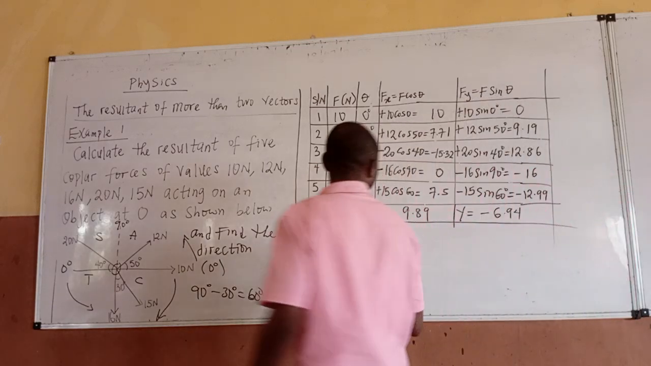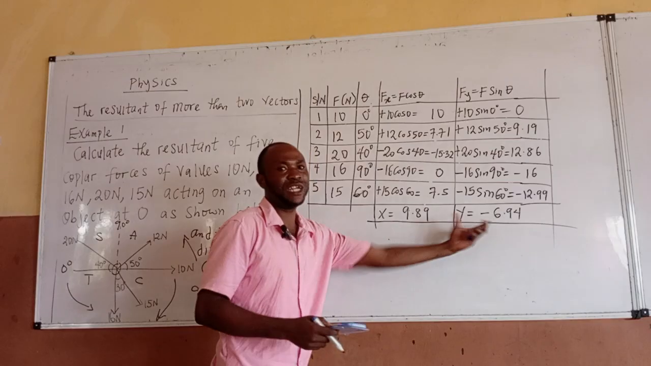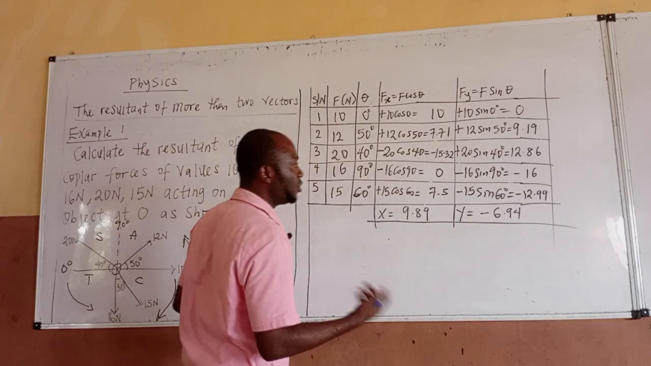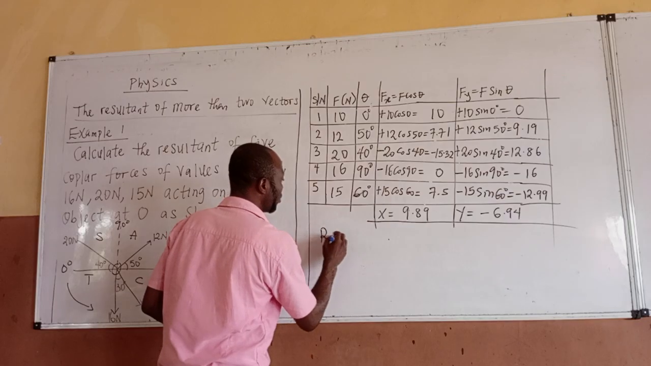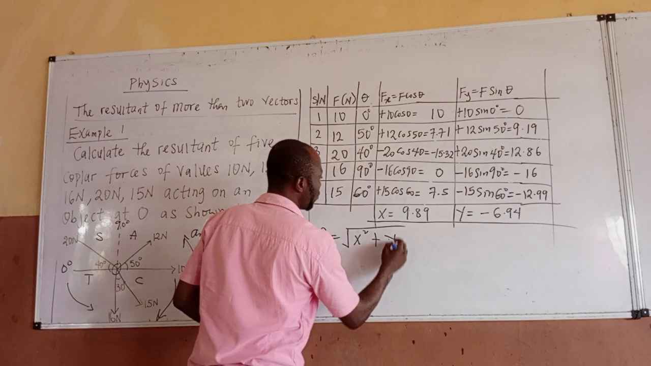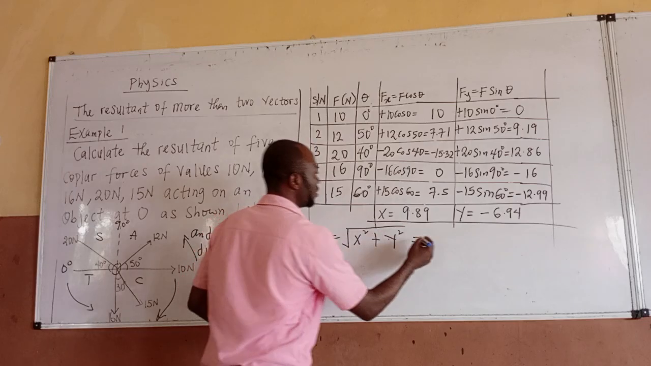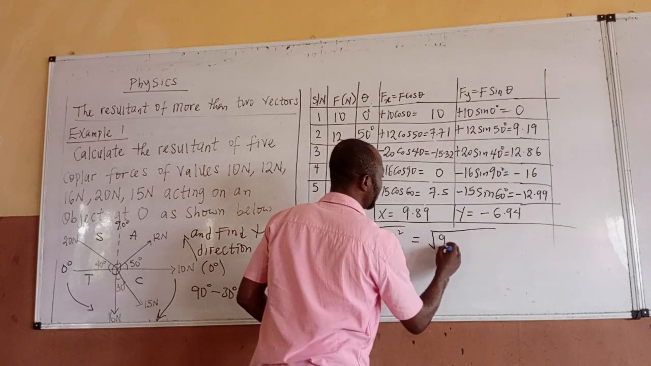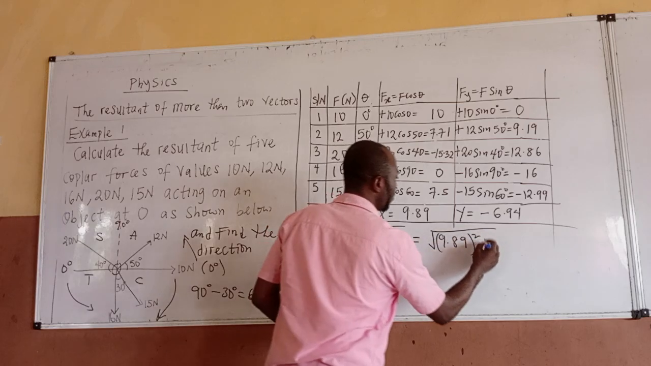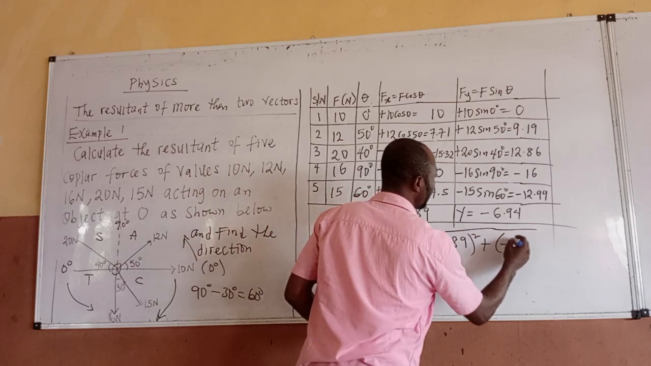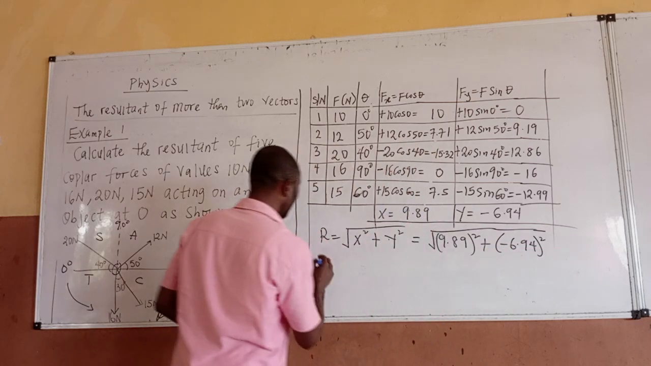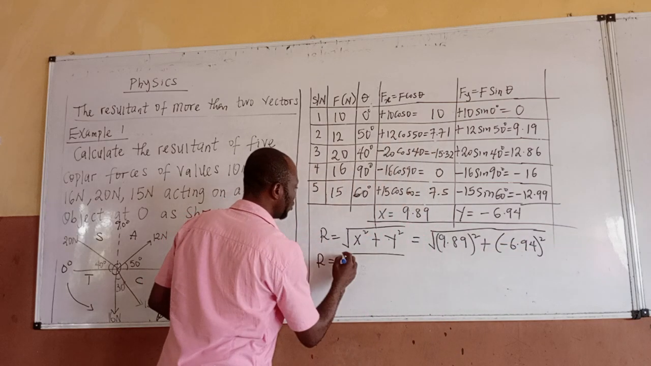Now let's get the resultant. From here, you will know the direction. But let's calculate the resultant component first. The resultant is the square root of x squared plus y squared. So that is the square root of 9.89 squared plus minus 6.94 squared.